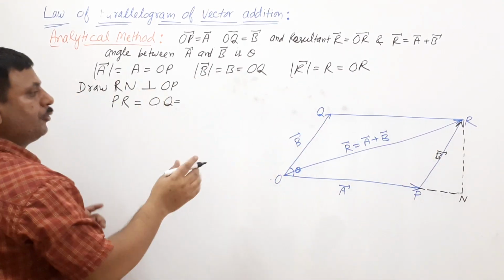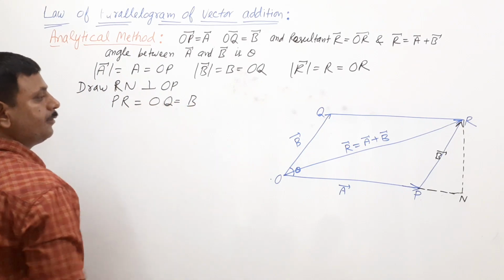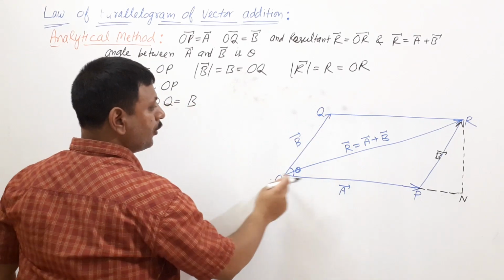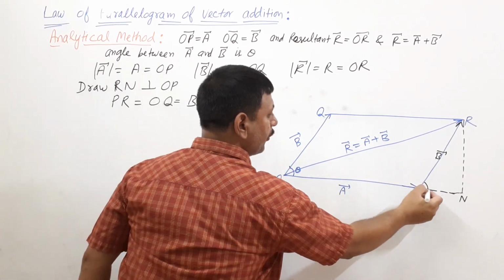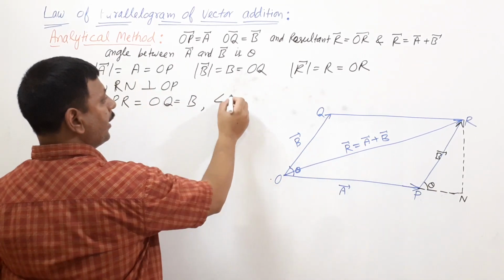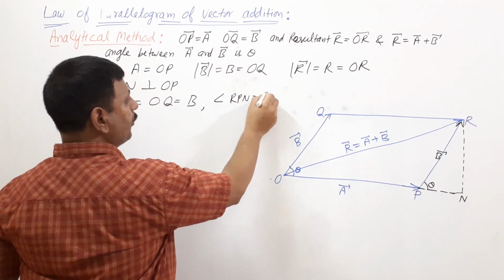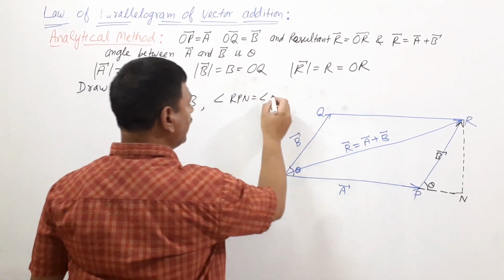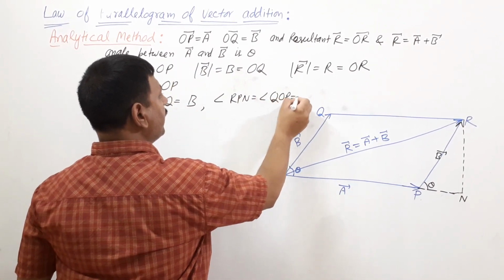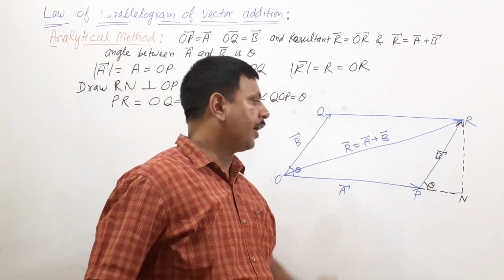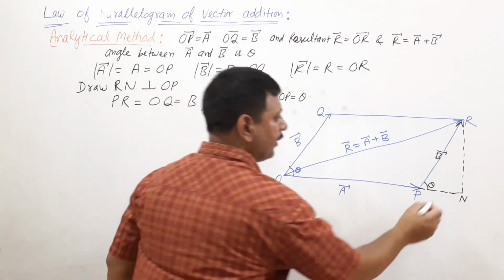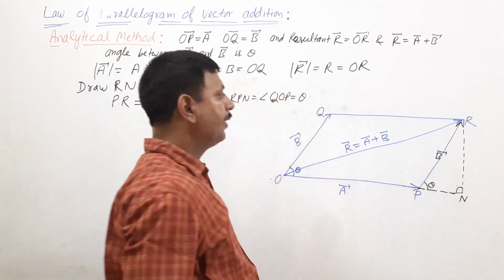Side of parallelogram, opposite sides are equal, so that is B. Angle QOP, this angle is equal to this angle. Angle RPN is equal to angle QOP, that is theta, corresponding angle. See here, this is 90 degrees.